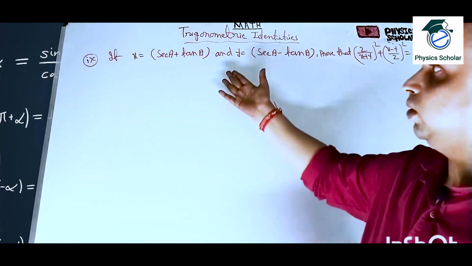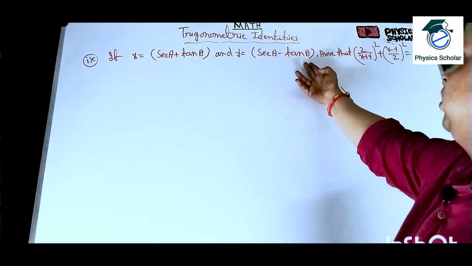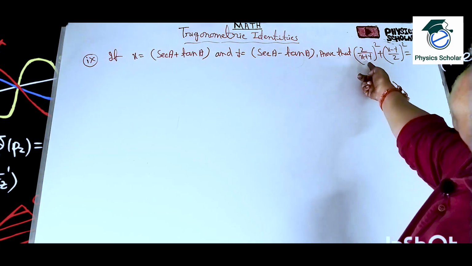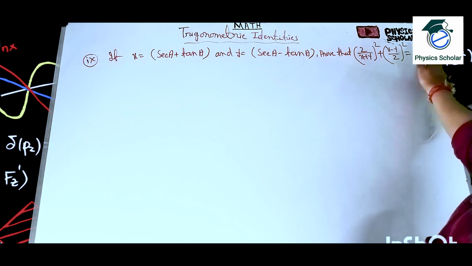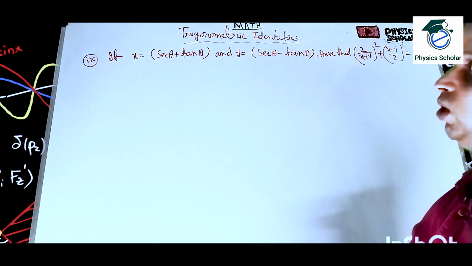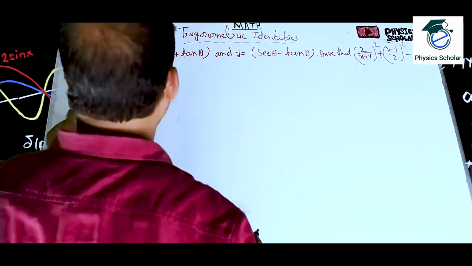Okay, students. So, let us now solve this. If x is equal to sec a plus tan a and y is equal to sec a minus tan a, then we have to prove that (2 by x plus y) whole square plus (x minus y by 2) whole square is equal to 1. It is also a very common type of sum for the board exams. Clear? Now, how to do this?